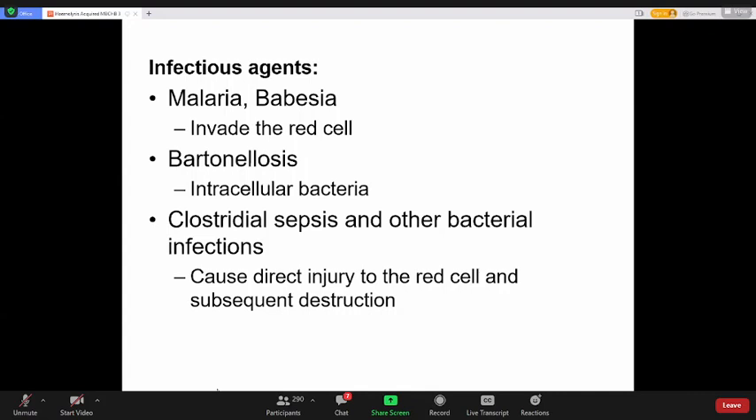So another infection is Bartonella infection, which is an intracellular bacteria that can give hemolysis. And then in Clostridium infection, like Clostridium sepsis, you can also get direct injury to the red cell, and you get subsequent destruction or hemolysis. So those are some of the infectious agents that can give you hemolysis. Over and above, the most important, of course, is malaria, because malaria is endemic here, and we do get epidemics of malaria, especially in children. All right, it gives you hemolysis.